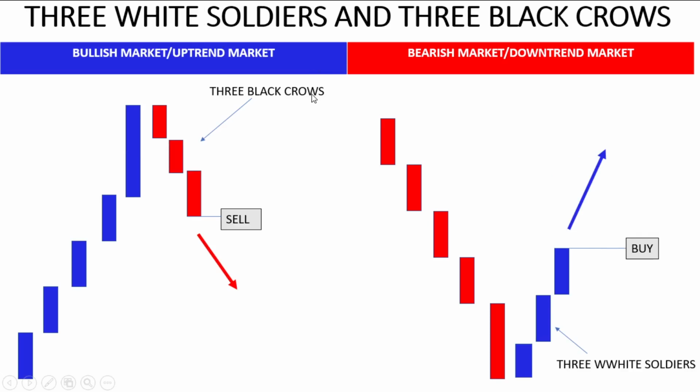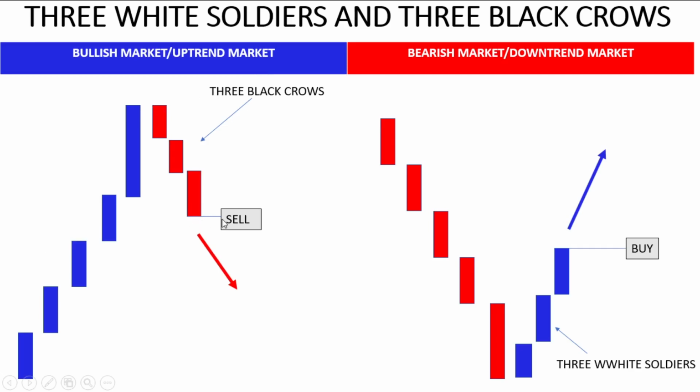Three white soldiers and three black crows. On a bullish market, you will see bearish candles trying to engulf this candle. The difference from engulfing is that one candle will engulf the whole of this, but here there need to be other candles that come and support each other in order to engulf this candle. We call those candles three black crows on a bullish market.